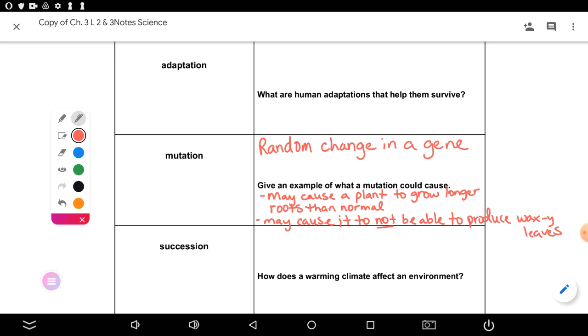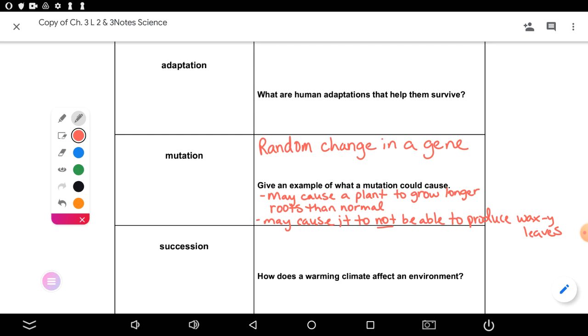So that would be a helpful mutation for that one. If the water's down deep, it gets all of that water and all of those nutrients to itself. Usually longer roots also help with the stability of the flower so it doesn't get tipped over when it's windy. What would be harmful to have long roots?